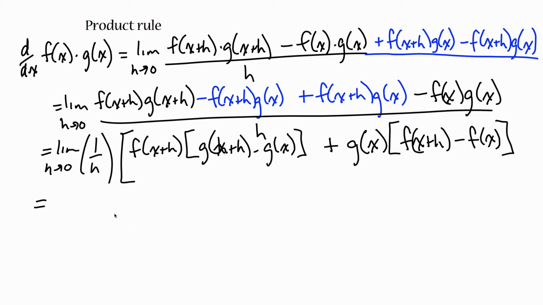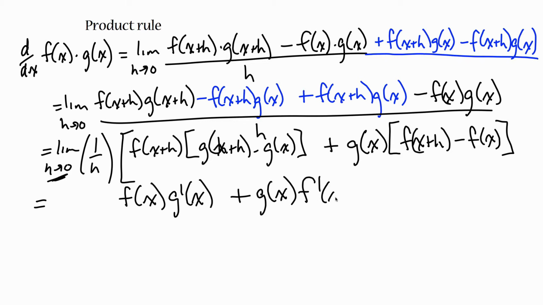Now we get to do a little bit of cancelling. So in the limit as h goes to 0, f at x plus h is just f at x. And the limit as h goes to 0 of g at x plus h minus g at x all over h, well, that's just g prime at x. Over here, the limit as h goes to 0 is g of x because it doesn't depend on h at all. And this expression over here, f at x plus h minus f at x over h, well, that's just f prime at x. And so we have our product rule.